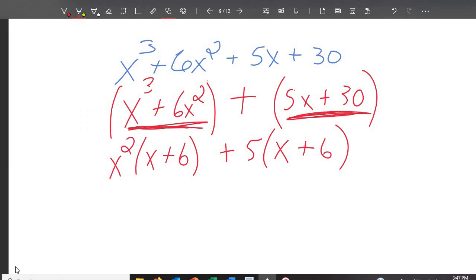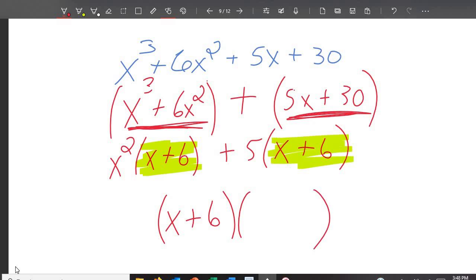Again, we'll highlight the GCF. They both have the x plus 6. So we put x plus 6 in front of my parentheses. Then I'm going to highlight what goes in the second. We got an x squared and a plus sign and a 5. X squared plus 5.